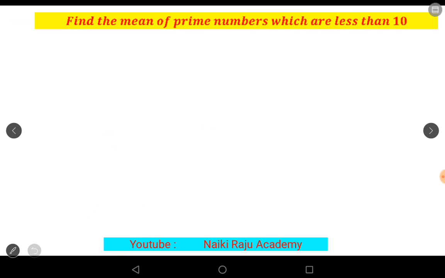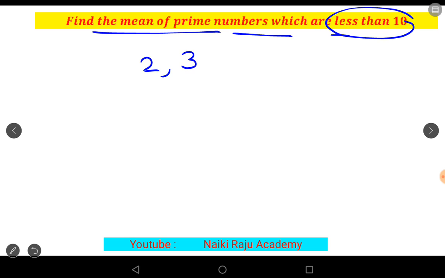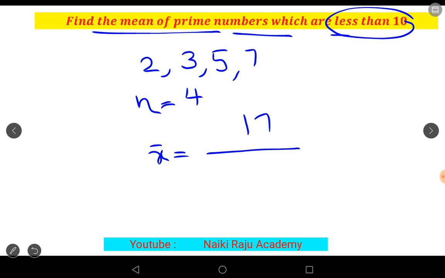Next question, we find the mean of the prime numbers less than 10. So what are the prime numbers? 2, 3, 5, 7. These 4 are the prime numbers less than 10. So the number of observations n is equal to 4. Next, the formula: x bar equals the sum of observations divided by the number of observations. The sum is 2 plus 3 is 5, 5 plus 5 is 10, 10 plus 7 is 17. 17 by 4 equals 4.25. This is the mean of the given data. This is the ungrouped data method to find the mean.